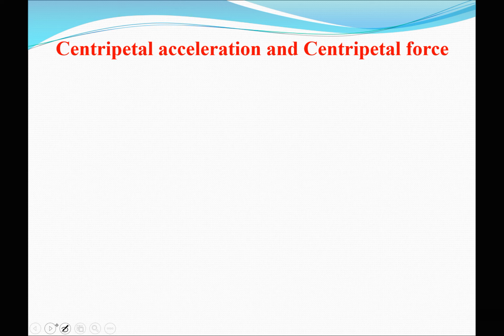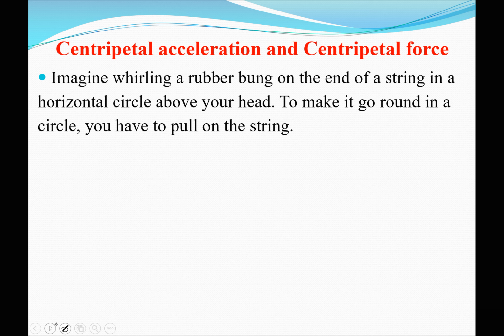So in lesson 2, we are going to explore more about centripetal force and centripetal acceleration. Let's imagine that you were whirling a rubber band on the end of a string in a horizontal circle. Of course, we shall later on see that circles are of two types. We have the vertical circle and the horizontal circle. So imagine whirling a rubber band on the end of a string in a horizontal circle above your head. Remember, this is circular motion, so we are trying to make it go around in a circle.